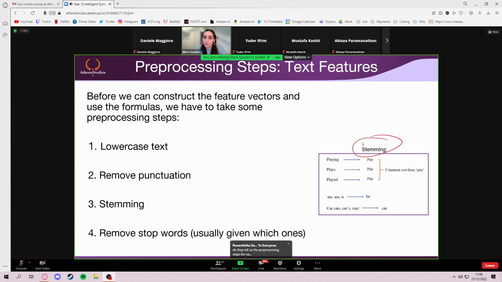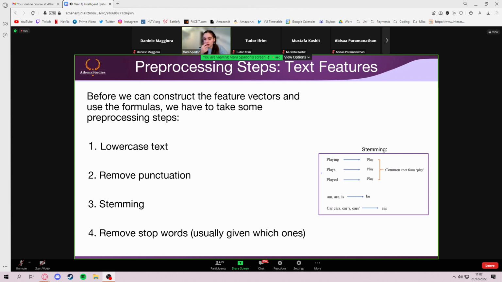Here's a little example of what stemming is exactly. Do they tell us the pre-processing steps for each question, or do we just assume that these are the steps? If they tell you to give you the feature vectors of certain sentences, then they usually give you the steps you have to go through. Yeah.